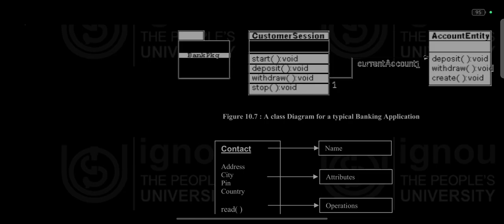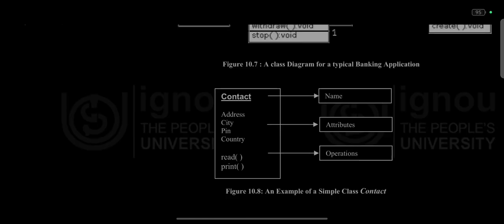Then comes figure 10.8, an example of a simple class, contact, where we have address, city, pin, country, and name, attributes, operations. So here the name is contact, attributes are address, city, pin, country, and operations are read function and print function.